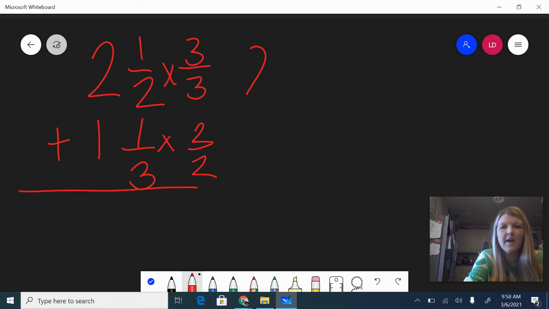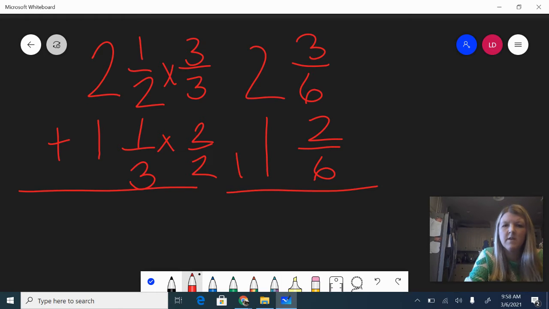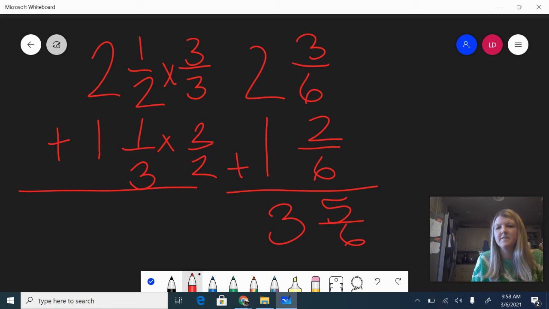So now I've got 2 and 3/6 plus 1 and 2/6. So I've got common denominators. And so what I can do is I can go ahead and just add the fractions. That gives me 5/6. And then I'm going to add the whole numbers. So I've got 3 and 5/6. So it was okay to keep them separated like that.